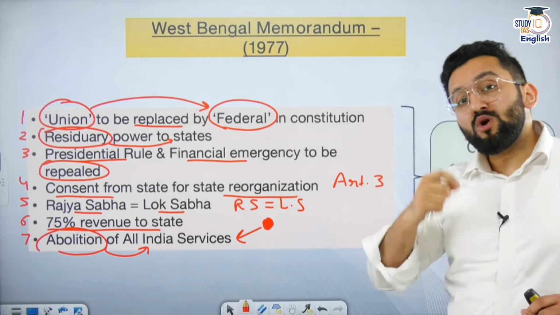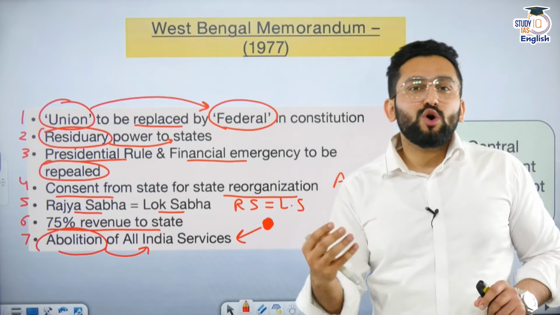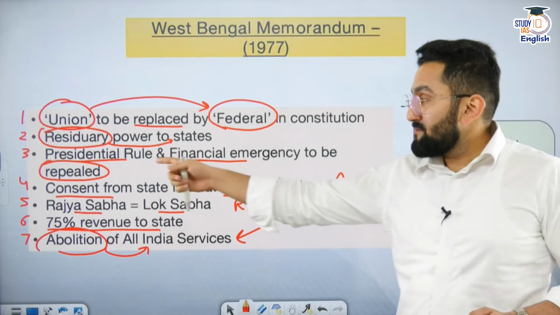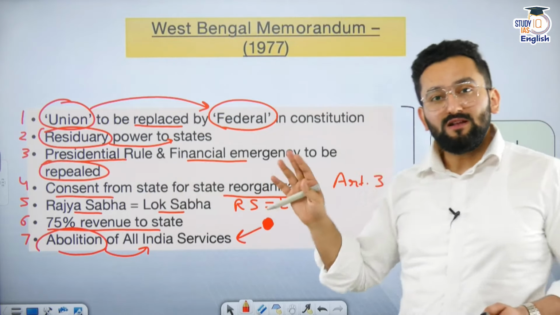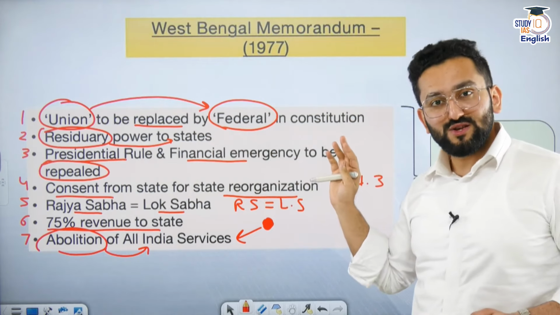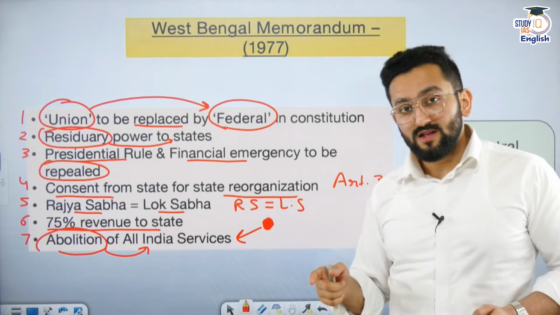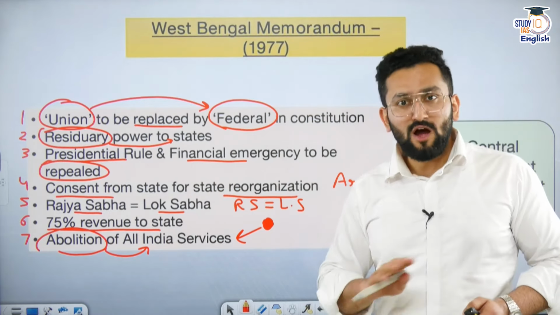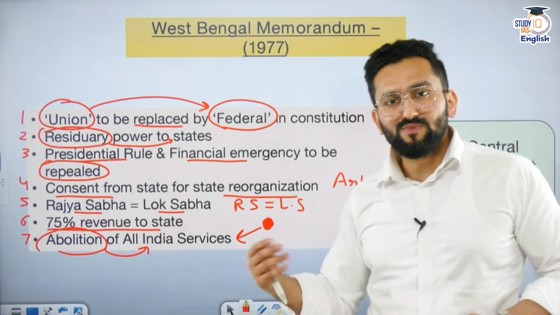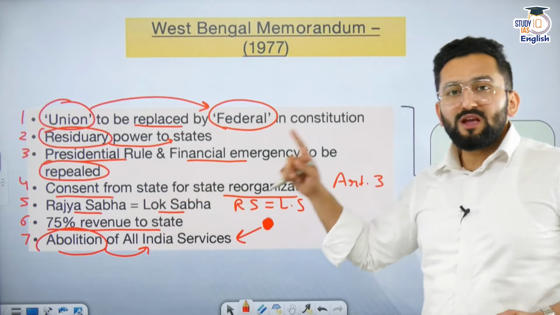They also asked that the word union in our constitution should be replaced with federal, so that states can truly enjoy the independence, the autonomy of the concept of federalism. Presidential rule and financial emergency to be repealed, means just remove Article 356 and financial emergency Article 360. Consent from state for state reorganization means whenever you are going to use Article 3, then consent of the state should be mandatory. As of now, it is not mandatory. Although this bill is presented to the state legislature, their recommendations, their apprehensions are not binding on the center, right, on the parliament.